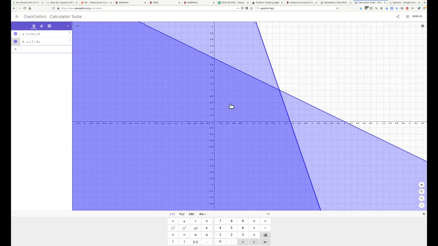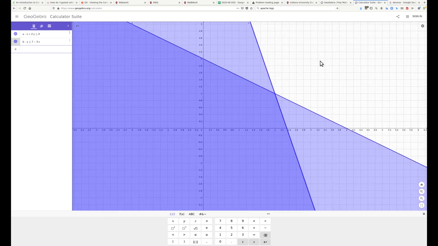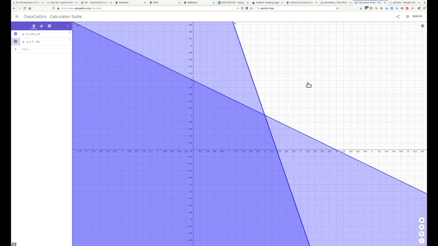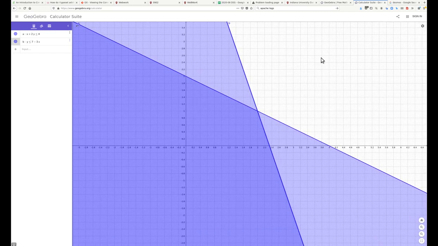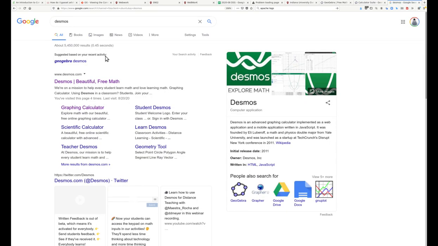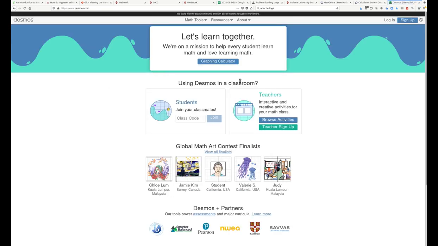Not really necessary. So okay, I recommend this as a way of checking your work or just simplifying some tedious calculations that you have to do. So if you have to do like 3 or 4 inequalities, it can be a real pain in the neck, and it's easy to make a careless error. So feel free to use this. The other one that's popular is Desmos. Desmos, it's beautiful free math. Yeah. That's a nice slogan, yeah.